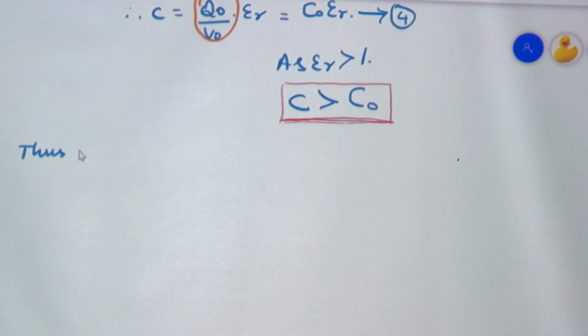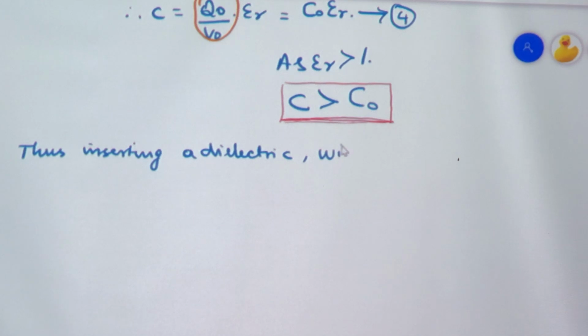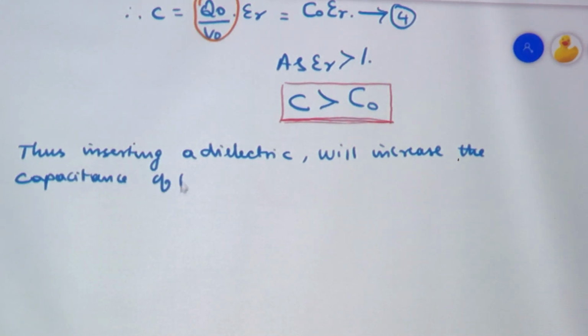Thus, inserting a dielectric will increase the capacitance of the capacitor. What will happen to energy? That also we have to say. So how can you write this?